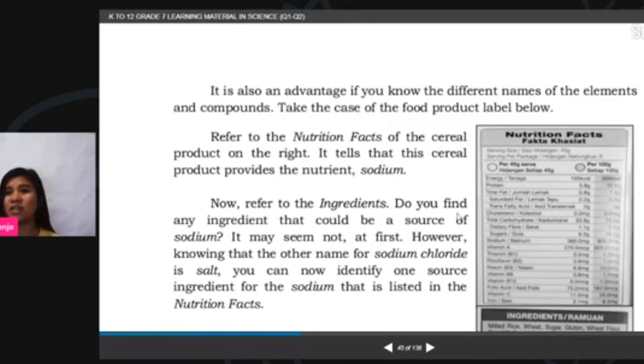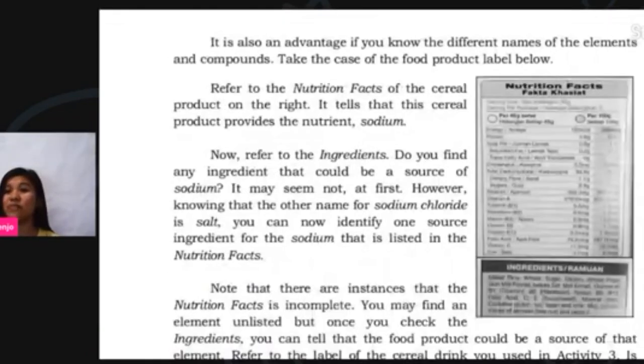Do you find any ingredient that could be a source of sodium? Okay, it may seem not at first. However, knowing that the other name for sodium chloride is salt, you can now identify one source ingredient for the sodium that is listed in the nutrition facts.